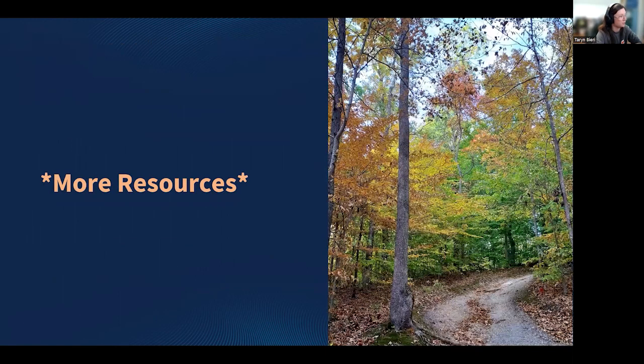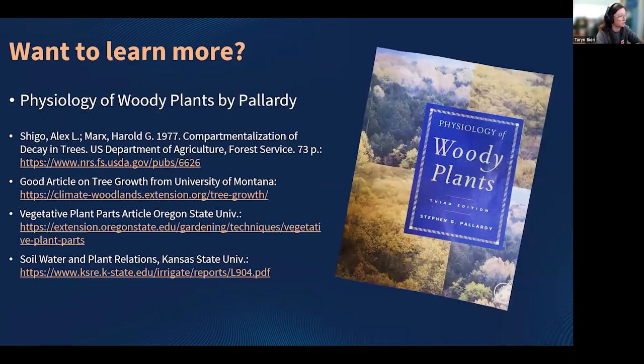And then I wanted to also provide some more resources because we really just touched the tip of the iceberg when it comes to tree physiology. So if you want to learn more, I recommend this text, Physiology of Woody Plants. This is where I've learned a lot of tree physiology information. I'm sure there are a lot of other great texts out there as well, but this will cover all that you want to know and more when it comes to physiology of woody plants.